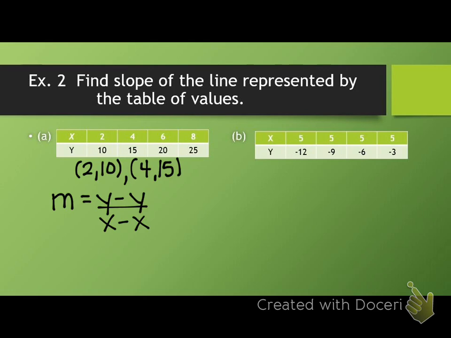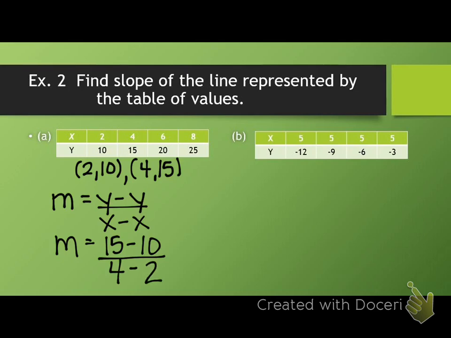So Reagan, what do you want to do as far as y minus y? 15 minus 10. Okay, Reagan wants to do 15 minus 10. Now, because, Reagan, you chose 15 minus 10, what order are you going to have to do your x's? 4 minus 2. There you go.